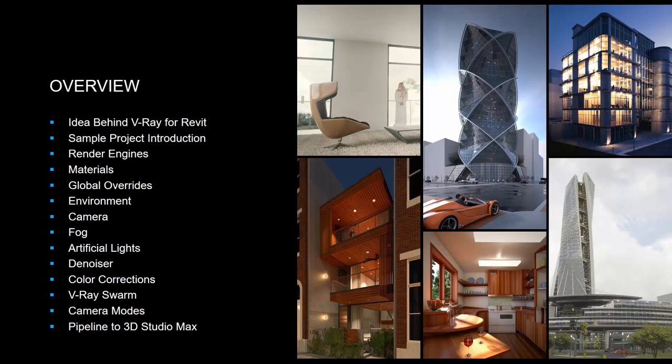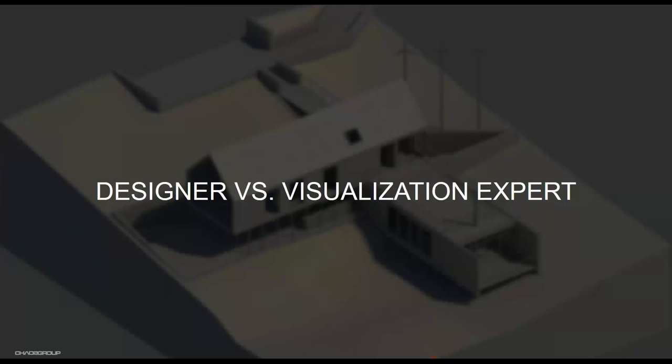I'll cover the render engines in V-Ray, materials, how we handle the materials, the global illumination, the indirect illumination, how we can change the environment, camera, different effects like fog, artificial lights in Revit, denoiser, how we can render less and denoise after the rendering process is done, color corrections, V-Ray Swarm, the new render management and monitoring system, different camera modes, and pipeline straight from Revit to 3ds Max.